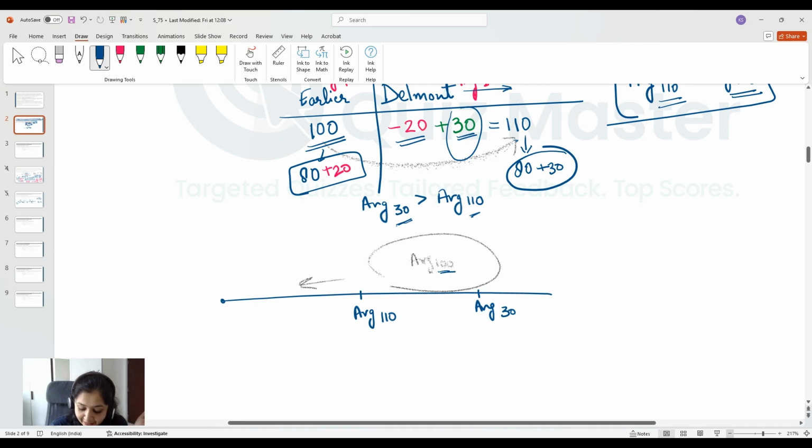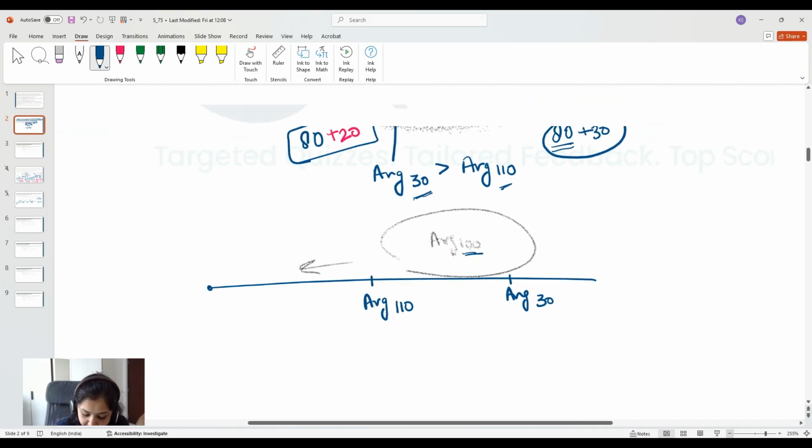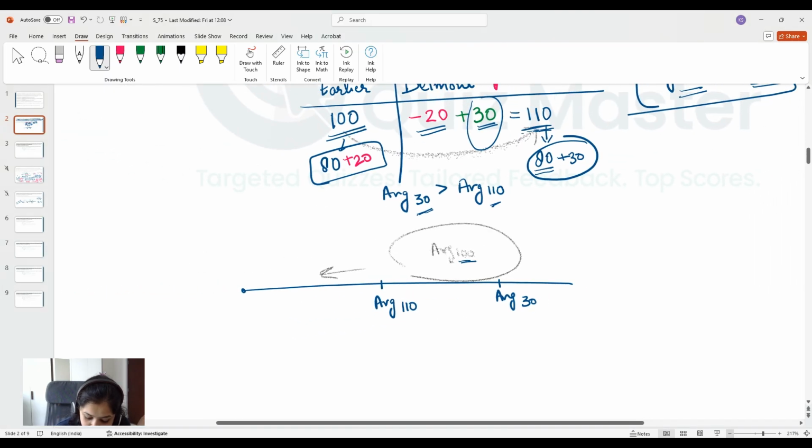Now, the average for this 110 would lie between the average of 80 and 30, right? So you can just think in terms of averages, that the average will lie between these two values only. So if average of 30 is here and average of 110 is here, average of 80 will lie maybe somewhere here, right? It will be less than the average of 110. So we know that average of 80 lies here.